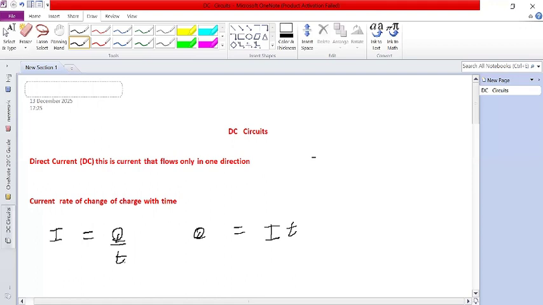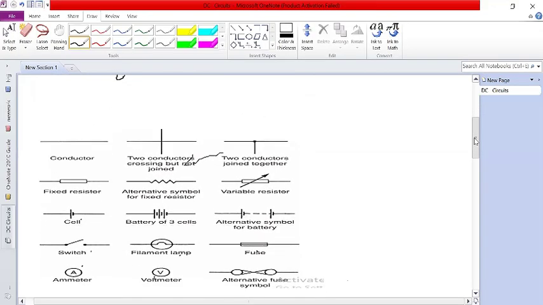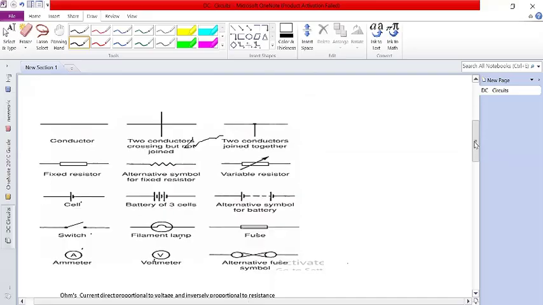The SI unit for current is amps. The SI unit for charge is coulombs. The SI unit for time is seconds. So down the line, we are likely to meet questions which require application of this formula. So as we move on, let's look at circuit components.